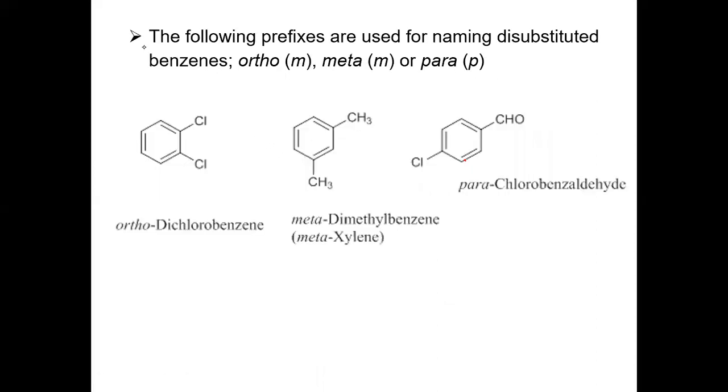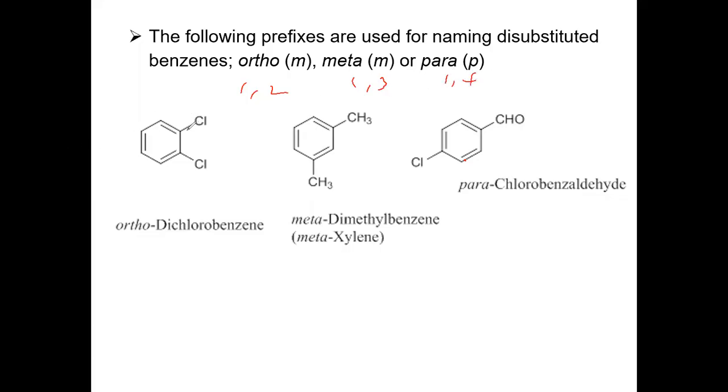Good. Now the next one. The following prefixes are used for disubstituted compounds. So now the next criteria is talking about compounds which are disubstituted, and then we use these prefixes: ortho, meta, and para. Ortho is when we are talking about the 1-2 position, that is, the two substituents are directly adjacent to each other. Meta will be 1-3 position. Para will be 1-4 position.